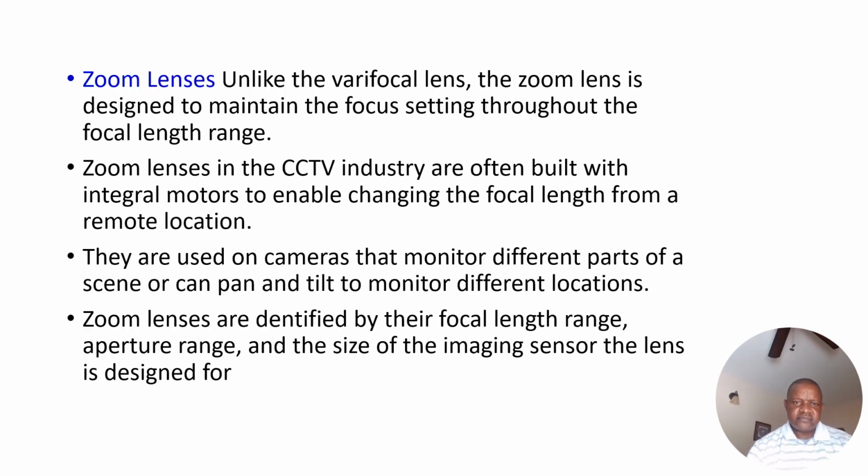Varifocal lenses are identified by the focal length range, aperture range, and the size of the image sensor the lens is designed for. Zoom lenses, unlike varifocal lenses, are designed to maintain the focus setting throughout the focal length range. Zoom lenses in the CCTV industry are often built with integral motors to enable changing the focal length from a remote location. They are used on cameras that monitor different parts of a scene or can pan and tilt to monitor different locations. Zoom lenses are identified by their focal length range, aperture range, and the size of the imaging sensor the lens is designed for.